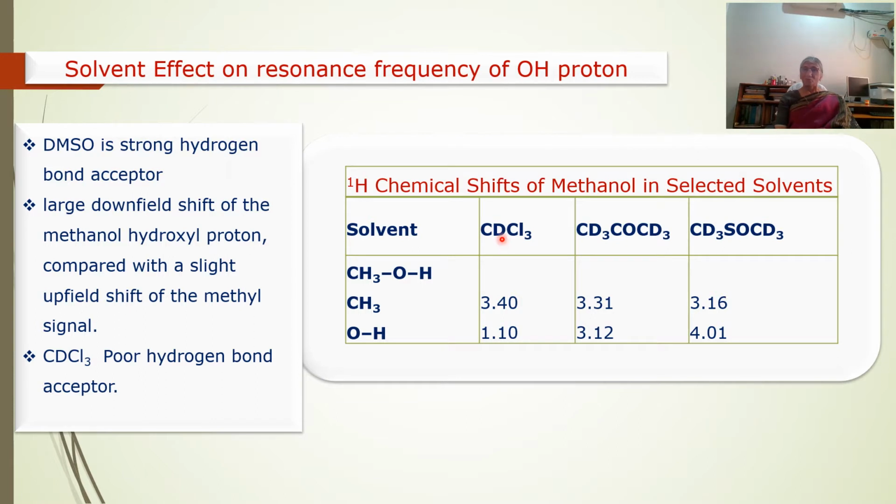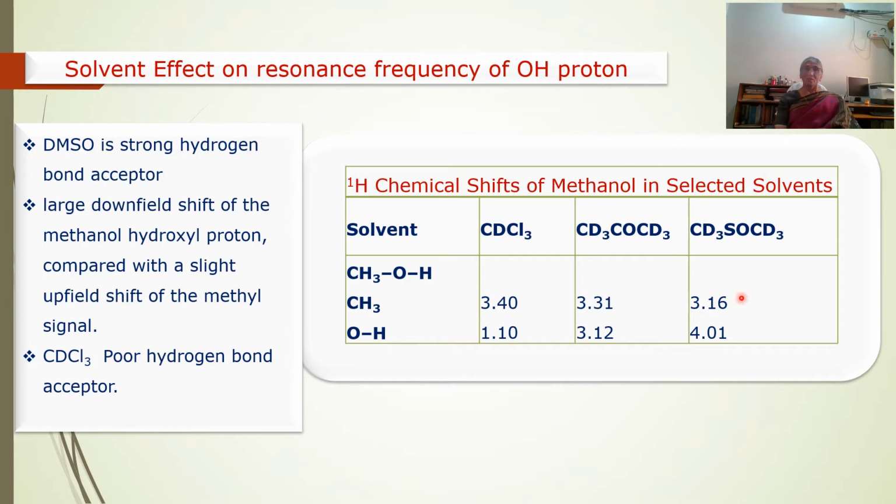In the case of deuterated chloroform, methyl protons are more de-shielded as compared to the hydroxyl proton, because deuterated chloroform is a poor hydrogen bond acceptor. Hydrogen bond is not very strong. Whereas in the case of deuterated dimethyl sulfoxide, the resonance frequency of the hydroxyl proton shifts to 4.01. That is, it is a downfield shift. Hydroxyl protons are more de-shielded here as compared to methyl protons. The signal is seen at 3.16.